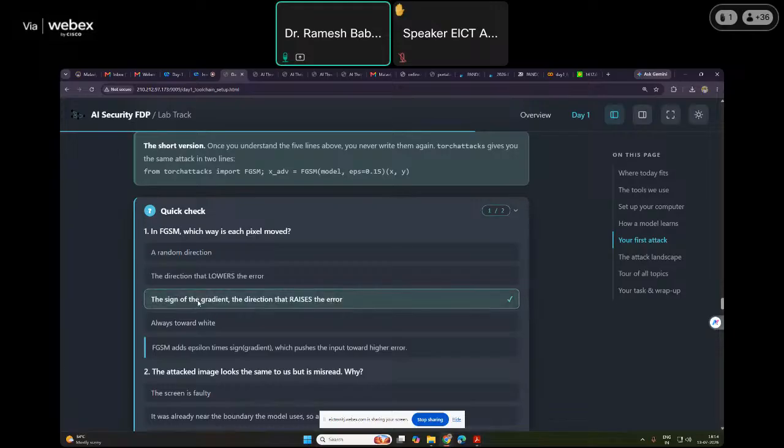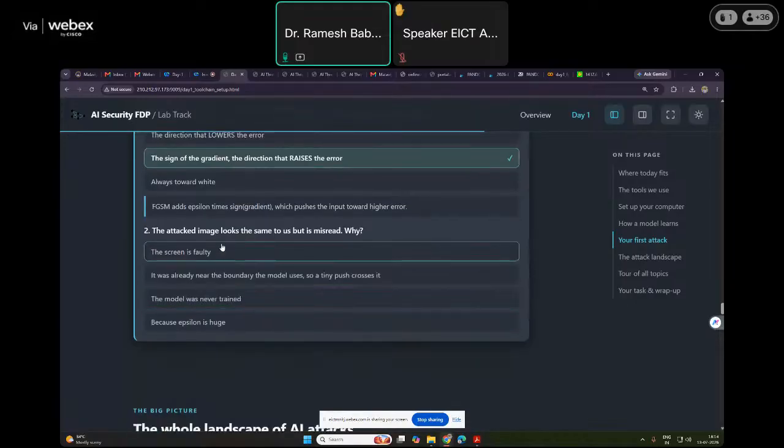So let's see if it is the correct answer. The point of this attack was to push your pixels in the direction where the error is maximum, not lower. The function of lowering the error is basically the function of your optimizer, not the attack. Our attack is doing the opposite of the training optimizer. It is going to increase the error, not decrease the error. So B is not going to be the answer. C is the correct answer. Now we will move to the next question.